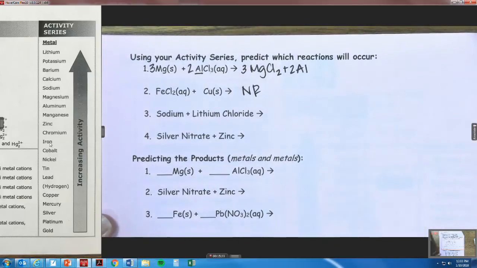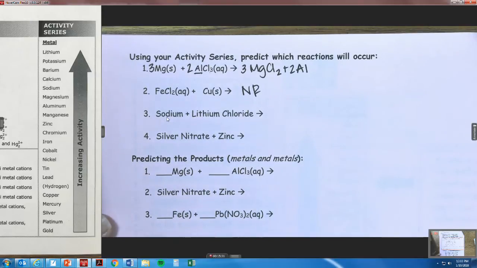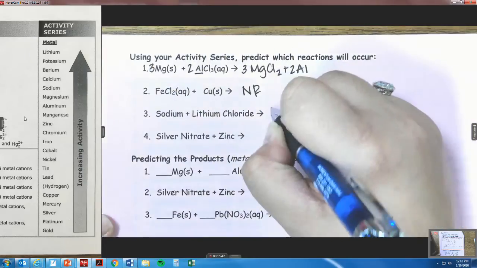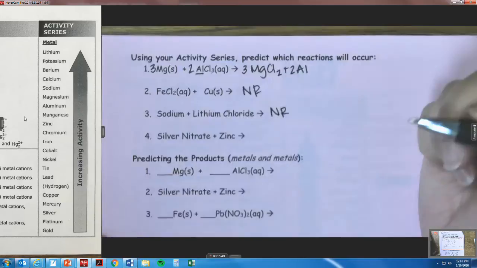Okay, let's take a look at the next one. We have sodium plus lithium chloride. So the one that's by itself is sodium. Is sodium higher than lithium? Remember, lithium is the highest reactivity, or the highest reactive metal, so lithium is not going to switch places with sodium. So we're going to have another no reaction.